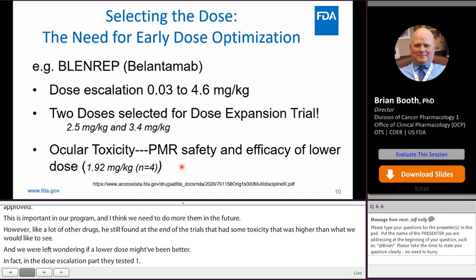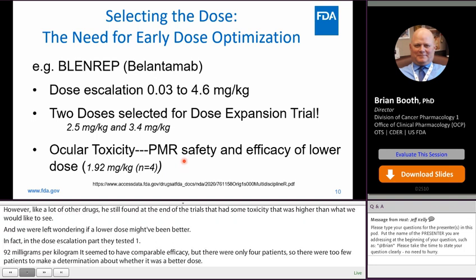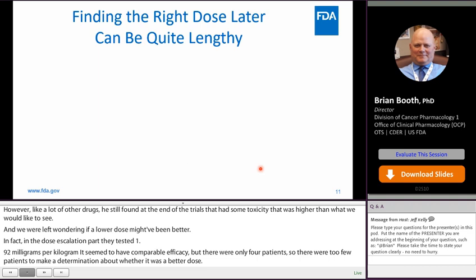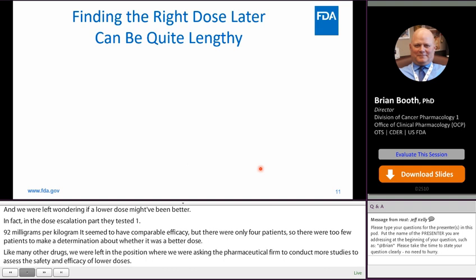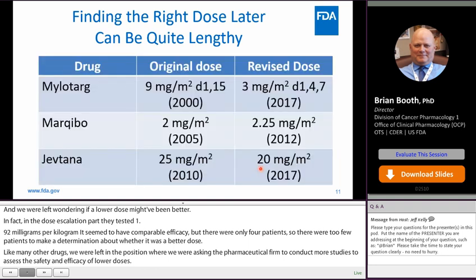So like many other drugs, we've been left in the position where we're asking the pharmaceutical firm to conduct more studies to assess the safety and efficacy of lower doses in the post-approval setting. Now, you might argue that paradigm is okay. However, another consideration is that trying to find the right dose in the post-approval setting can often be a very lengthy process. Okay, so here are a few examples of that.